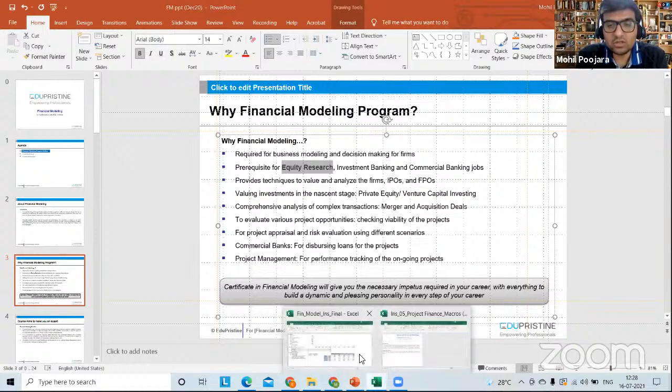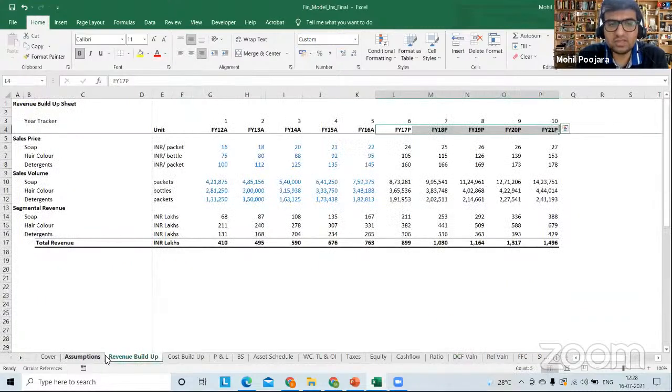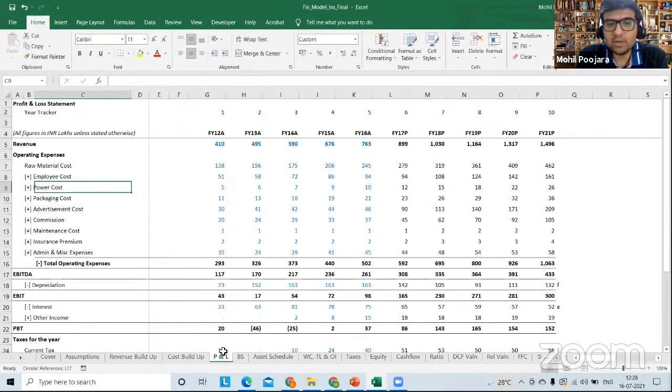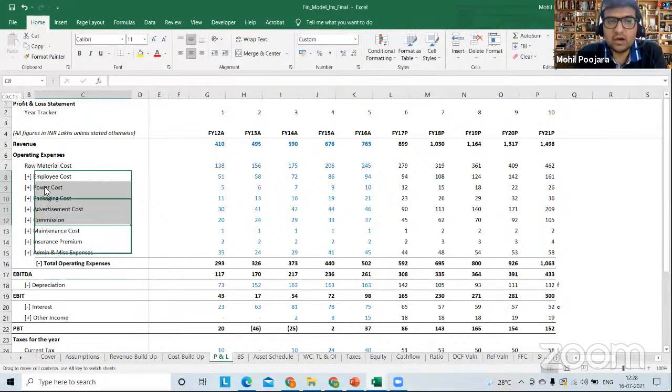In a lot of the models, 80% of it would be the same because your P&L, your balance sheet, your cash flow, all of those things will remain the same. Just the line items will change. In the case of an airline, you'll probably have fuel cost added, which you probably won't have in an FMCG company. So the line items may change, but the structure will remain the same. For each industry, you will get the line items and what you should keep in mind. Does that make sense?